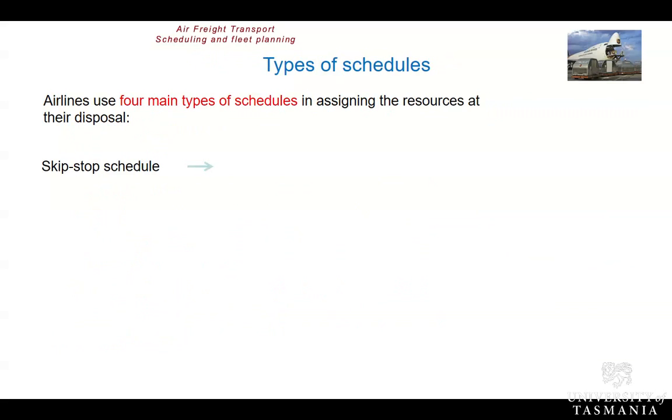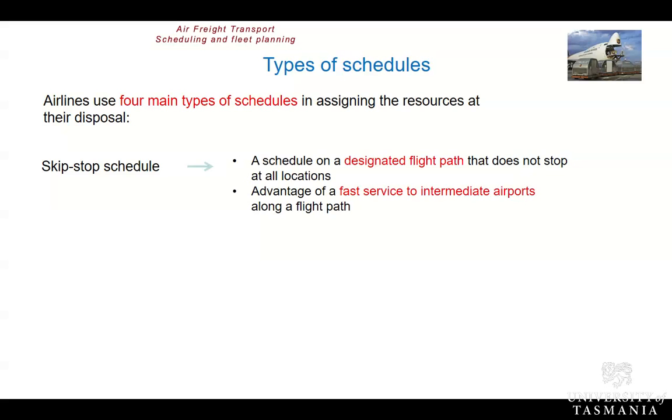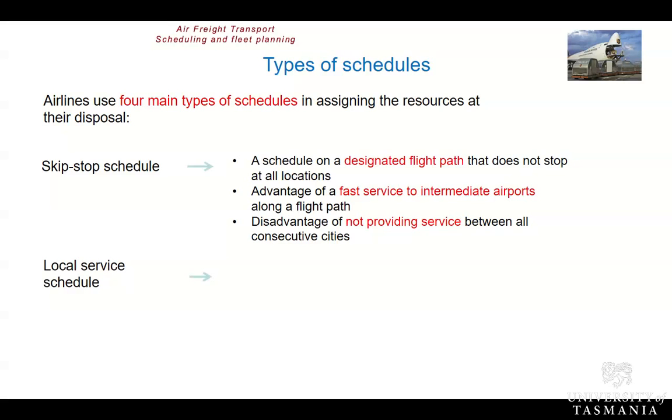In terms of the types of schedules, there's 4 main types of schedules, and in many ways these schedules can be dovetailed and interrelated in some ways. The first one is this idea of a skip-stop schedule. So this is a designated path that doesn't stop at all locations. Pretty straightforward. So it's going to typically stop at more of the intermediate airports. So it provides a fast service to intermediate airports along a flight path, but you don't get service to all the airports in between. So that's going to suit some operators rather than others.